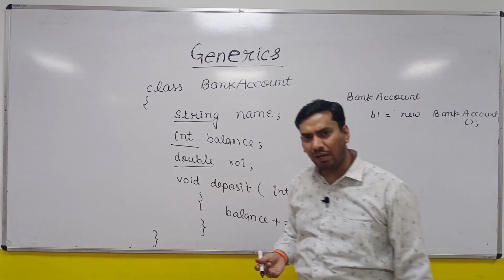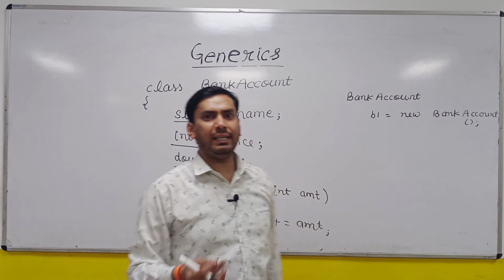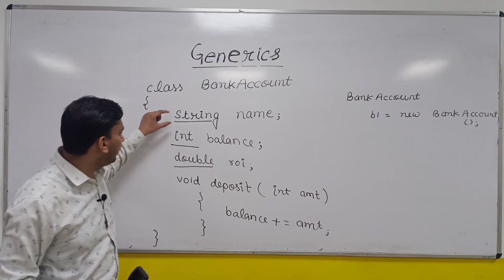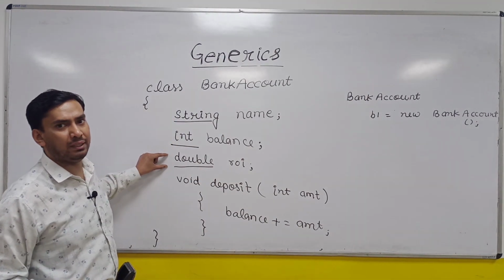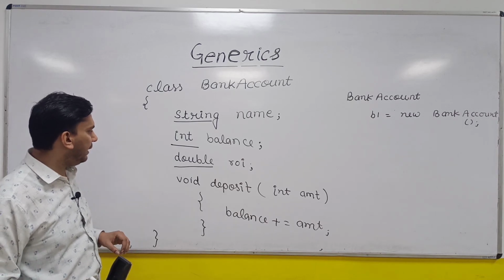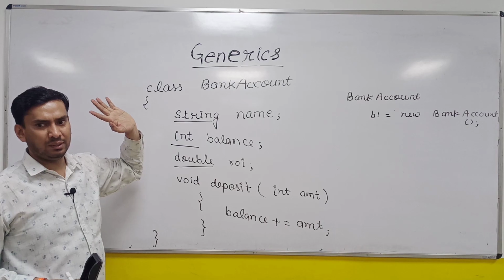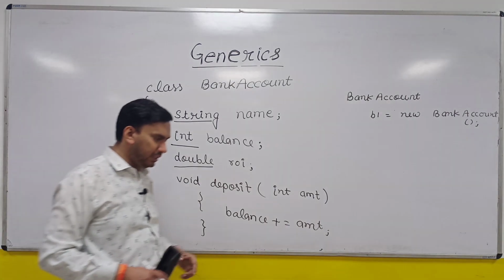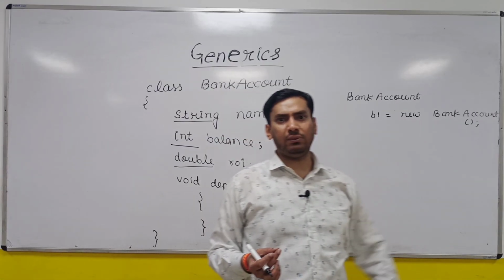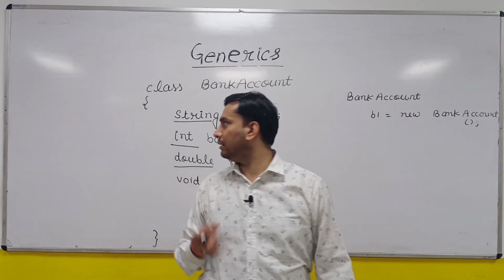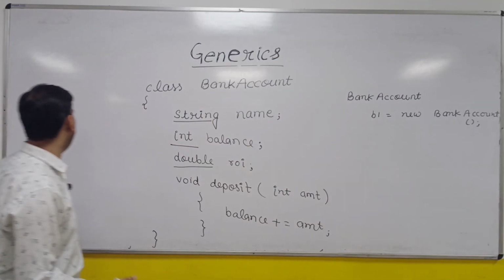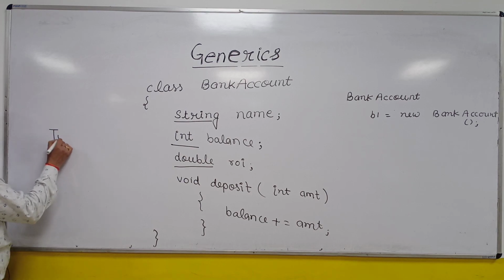Generics allows you to create variable types. You can make these things variable. So how can you make these things variable? Using the concept of generics. Here, what we do is use the concept of type parameter.